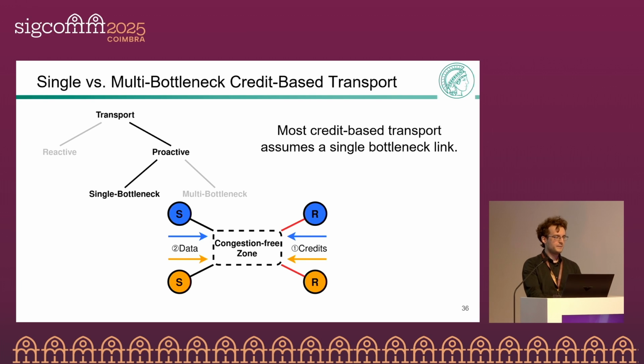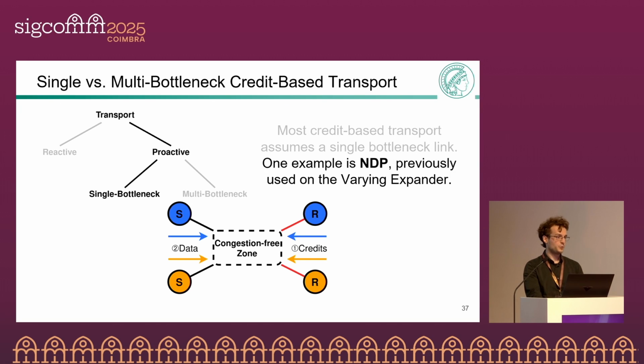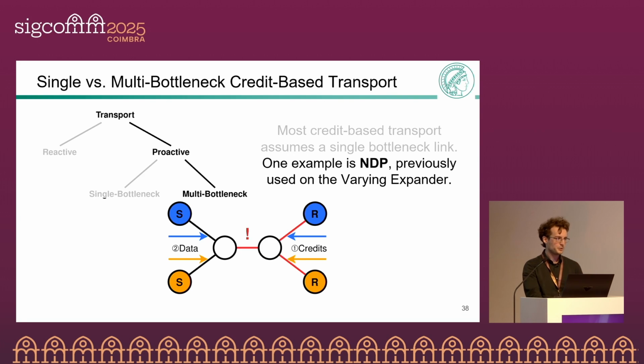However, the majority of these credit-based solutions assume that the network has a single bottleneck link at the receiver downlink, such as in fully provisioned echelon networks. One example is NDP, which was used in the evaluation of the varying expander. However, the varying expander is at its core a multi-bottleneck topology. So controlling the rate of credit exclusively with the receiver will not control congestion.